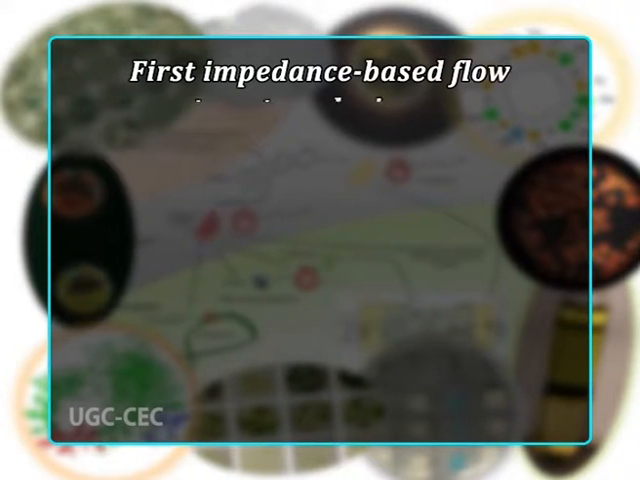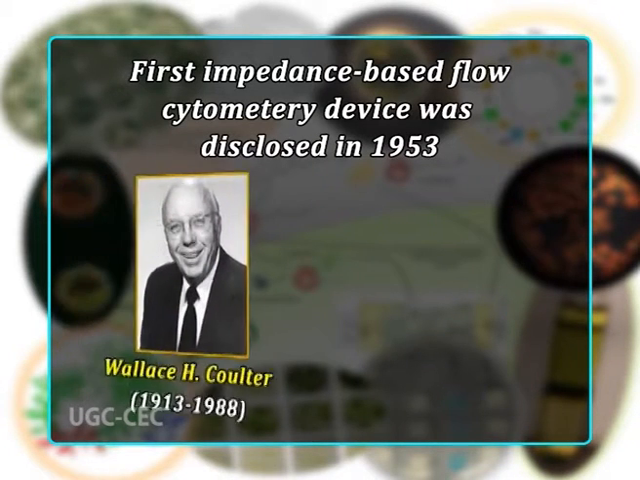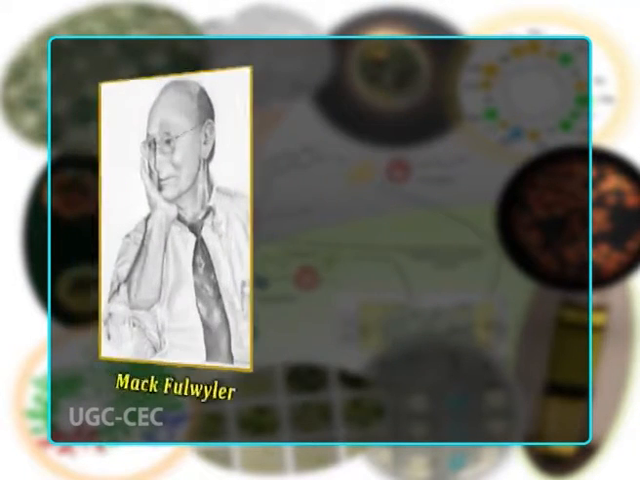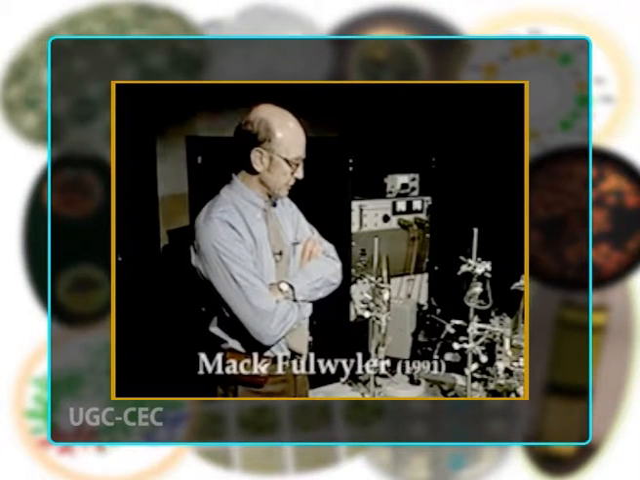The first impedance based flow cytometry device was disclosed in 1953 to Wallace H. Coulter. Then Mack Fulwyler was the inventor of the forerunner to today's flow cytometers, particularly the cell sorter.